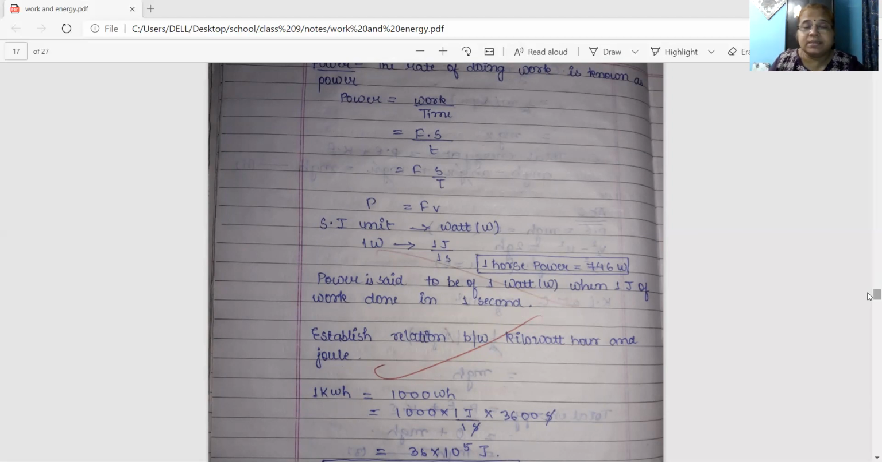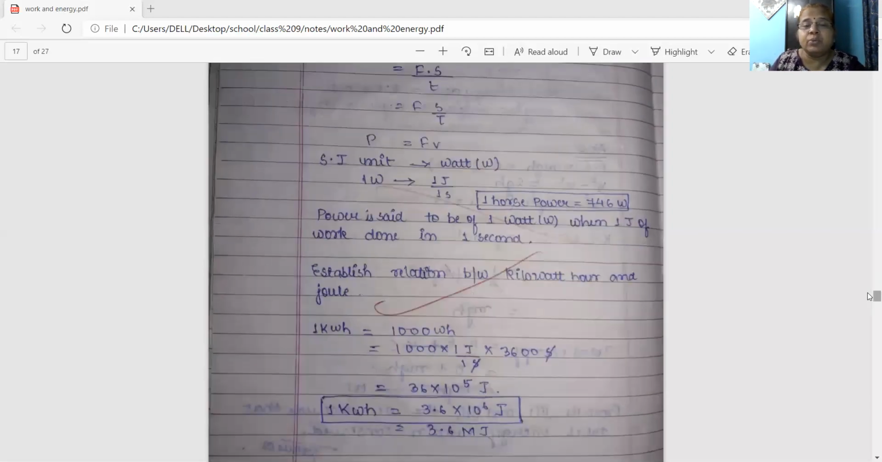Now next, establish relationship between kilowatt hour and joule. What is kilowatt hour? This is the commercial unit of amount of electricity consumed. In which unit will you get the amount of electricity consumed in your home? It is in kilowatt hour. Now one question can be asked in 1 mark: what is the difference between kilowatt and kilowatt hour? Kilowatt is bigger unit of power, whereas kilowatt hour is the commercial unit of electrical energy consumed.